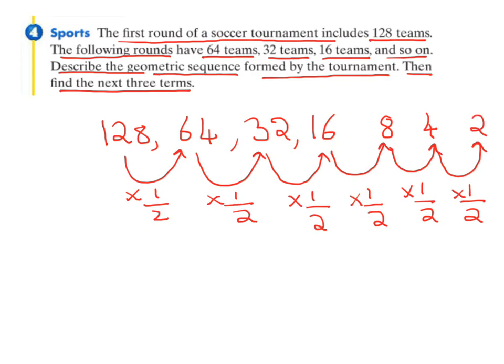So the common ratio is half. You can describe the sequence as start with 128 and multiply by half repeatedly. The next 3 terms are 8, 4, and 2.